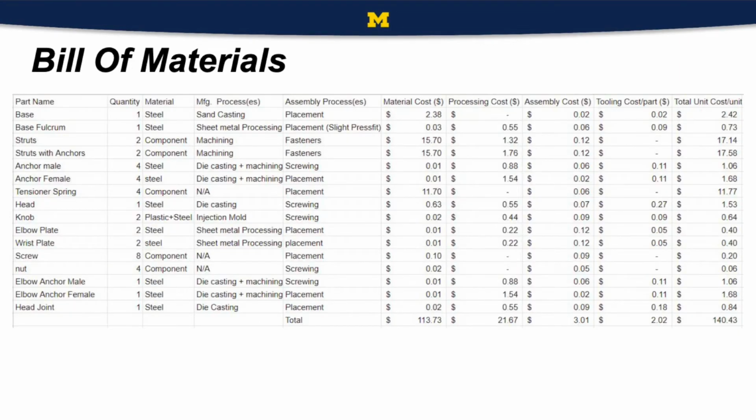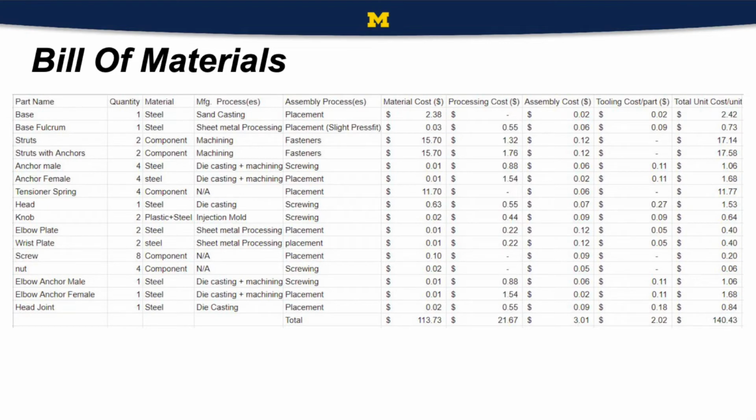Here is the bill of materials of the lamp. We have the part name, quantity, material, manufacturing process, assembly process, material cost, processing cost, assembly cost, tooling cost per part, and total unit cost per unit, along with the totals of those times the quantity.